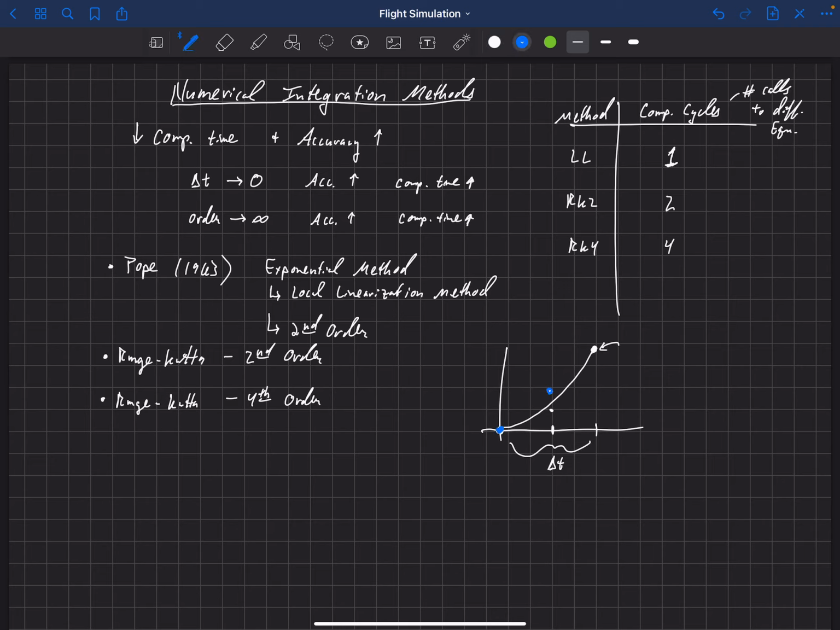4 calls that can be represented like that across that time step. Okay, so that's the fourth order Runge-Kutta.